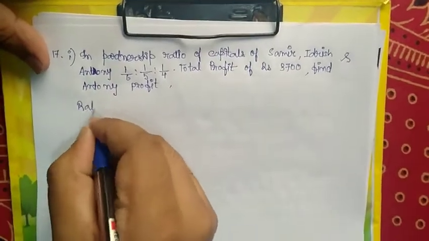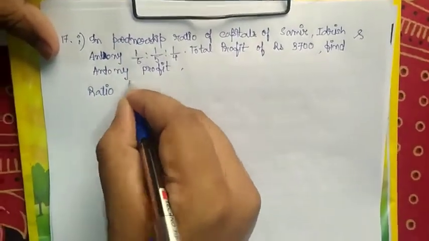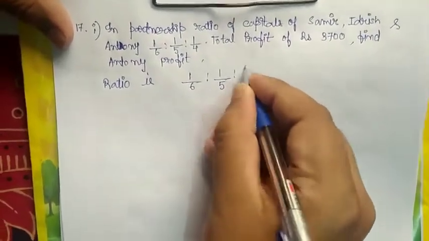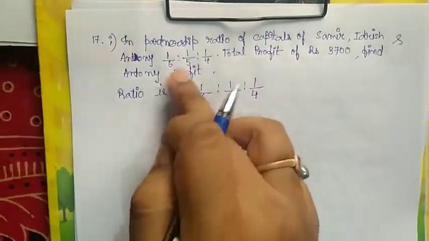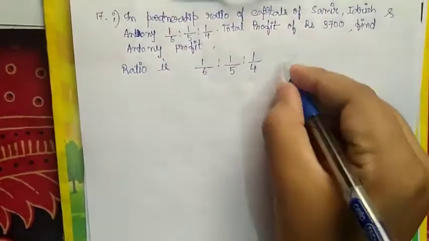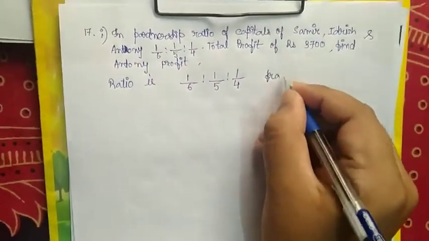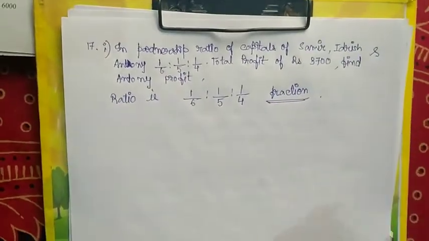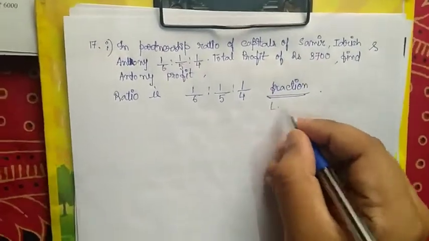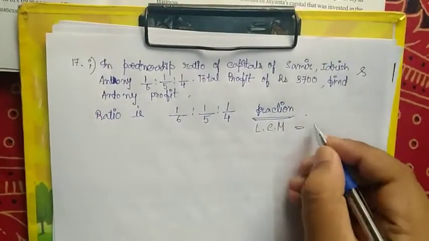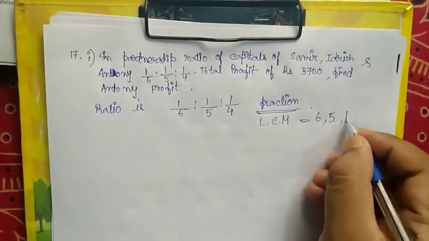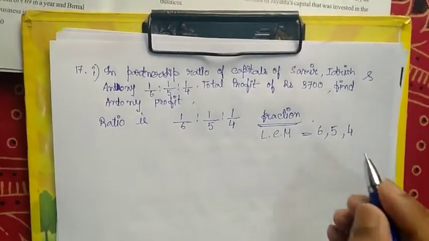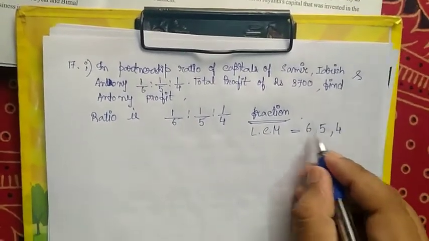So therefore the ratio is 1 by 6 to 1 by 5 to 1 by 4. Now when this type of ratio is given, which is a fraction ratio, first we have to find the LCM. So the LCM of 6, 5 and 4 is 60.